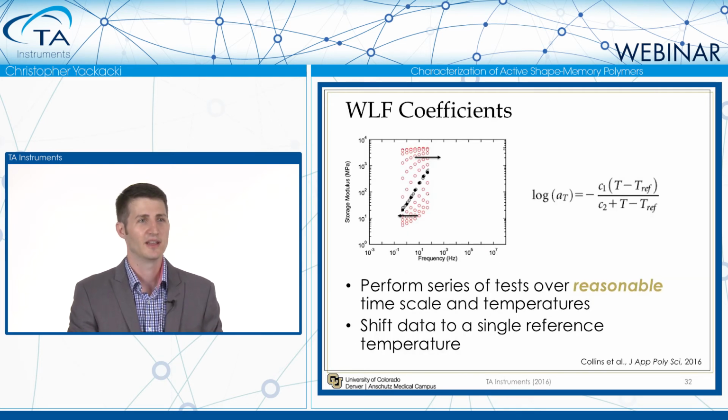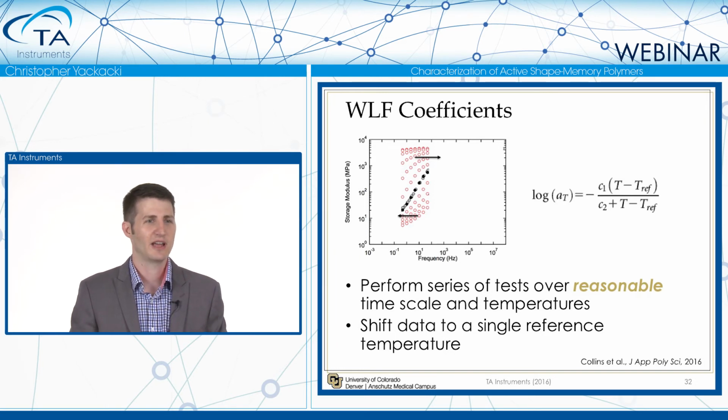So one thing you could look at is your WLF coefficients. Generally, when determining these coefficients, you will perform a series of tests over a reasonable time scale and a reasonable range of temperatures. When I say reasonable, what might that mean? If you look at frequency, most machines will go anywhere between about 0.01 hertz to 100 or 200 hertz. That's a reasonable range.